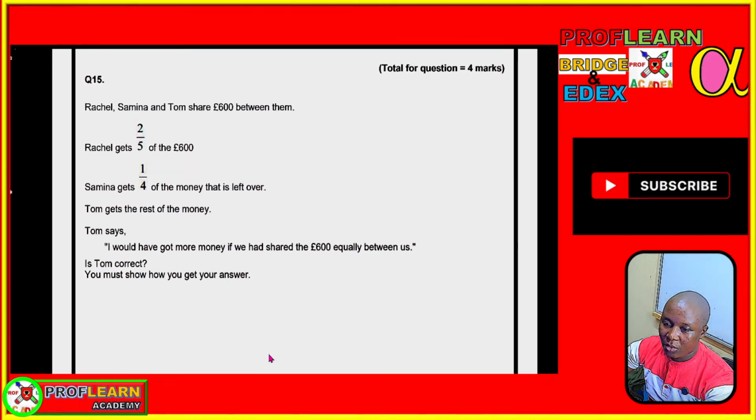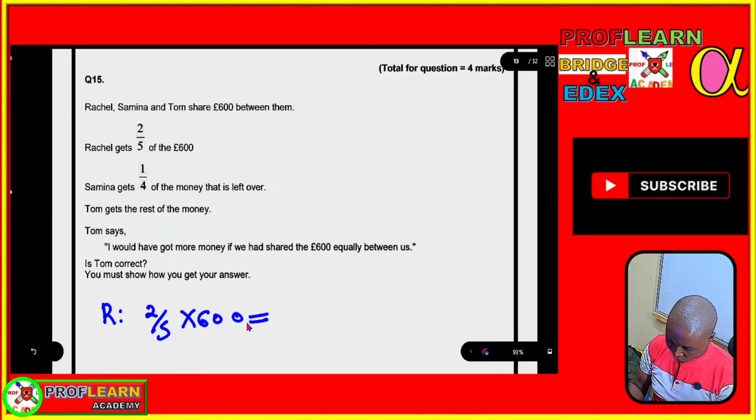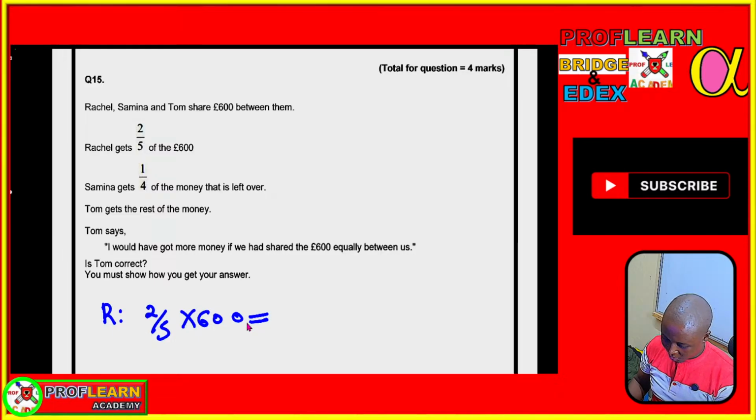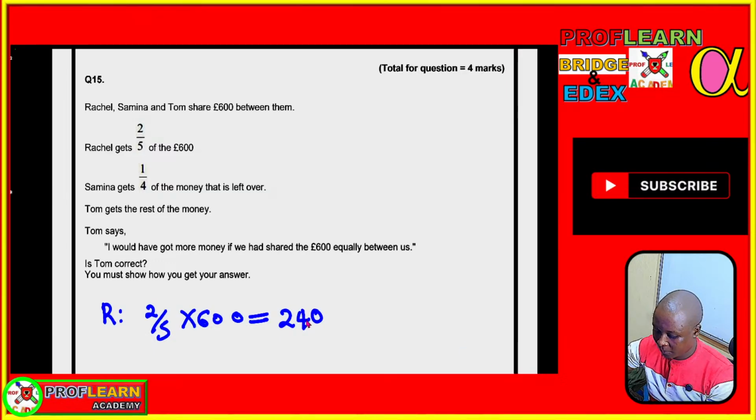In question number 15, we are told that Rachel, Samina, and Tom share 600 pounds between them. Rachel gets 2/5 of 600. So which amount is Rachel going to get in this case? It is 2/5 times 600, that's going to give us 240 pounds.